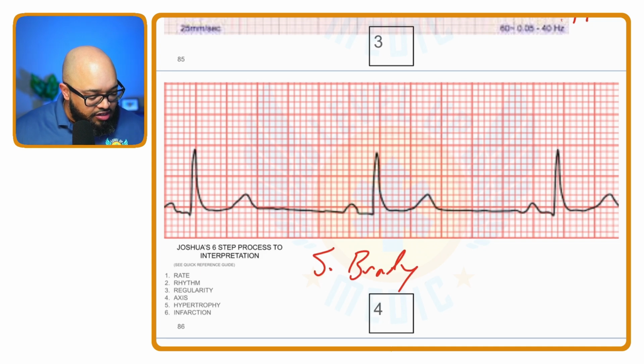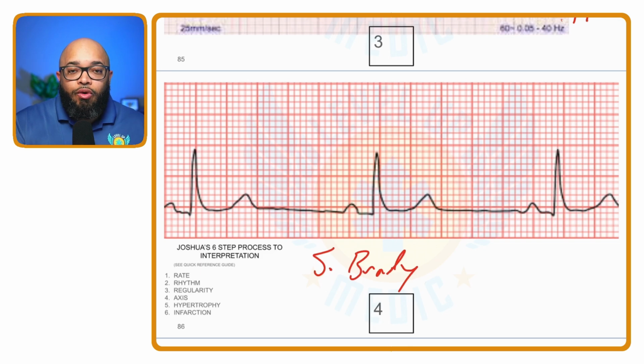Now let's look for, I don't have enough information to look for axis, hypertrophy and infarction here, okay? So this is why it's so important that you're doing a 12 lead. Anytime a patient has an abnormal rhythm that's not normal sinus, go ahead and just take that extra 1 minute and go ahead and do a 12 lead. If it's normal, okay, it's normal.